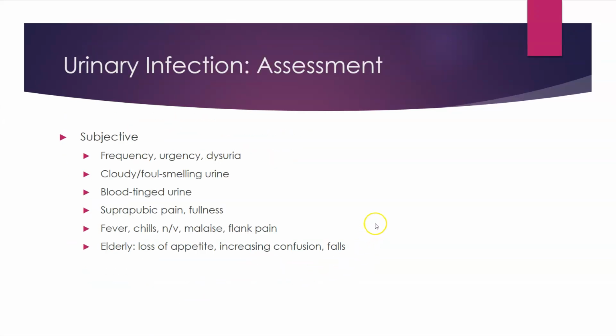Subjectively, they might say that they've got frequency, urgency, or dysuria when they void. The urine might be cloudy or foul smelling. There might be blood tinge in that urine. There might be some pain, fullness, fevers, chills, nausea, vomiting, flank pain. In the elderly, you see loss of appetite, confusion, and even falls.